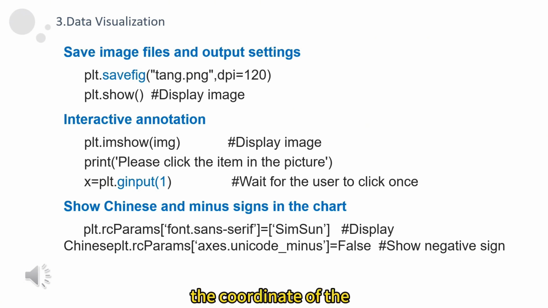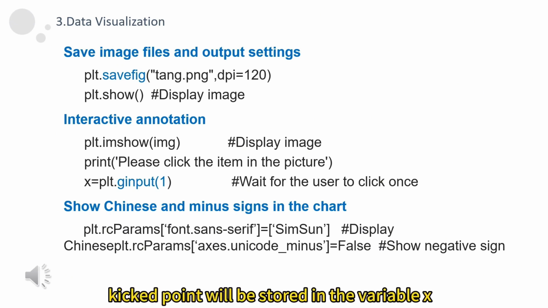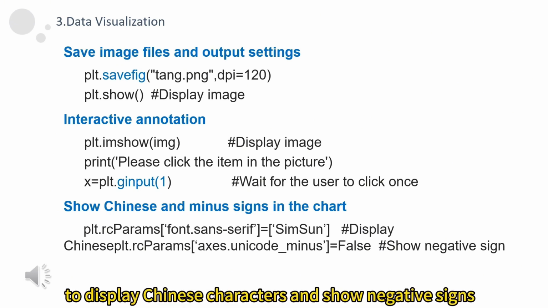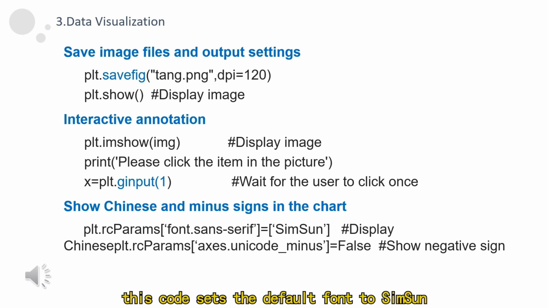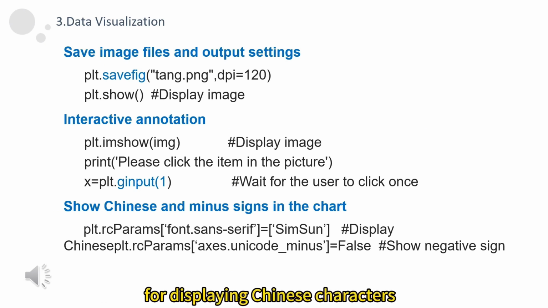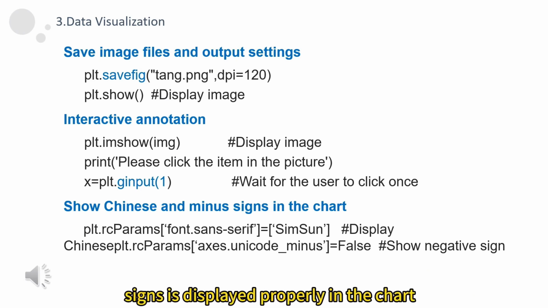The coordinates of the key point will be stored in the variable x. To display Chinese characters and show negative signs correctly in the chart, you can use the following code. This code sets the default font to SimSun for displaying Chinese characters and ensures that a negative sign is displayed properly in the chart.